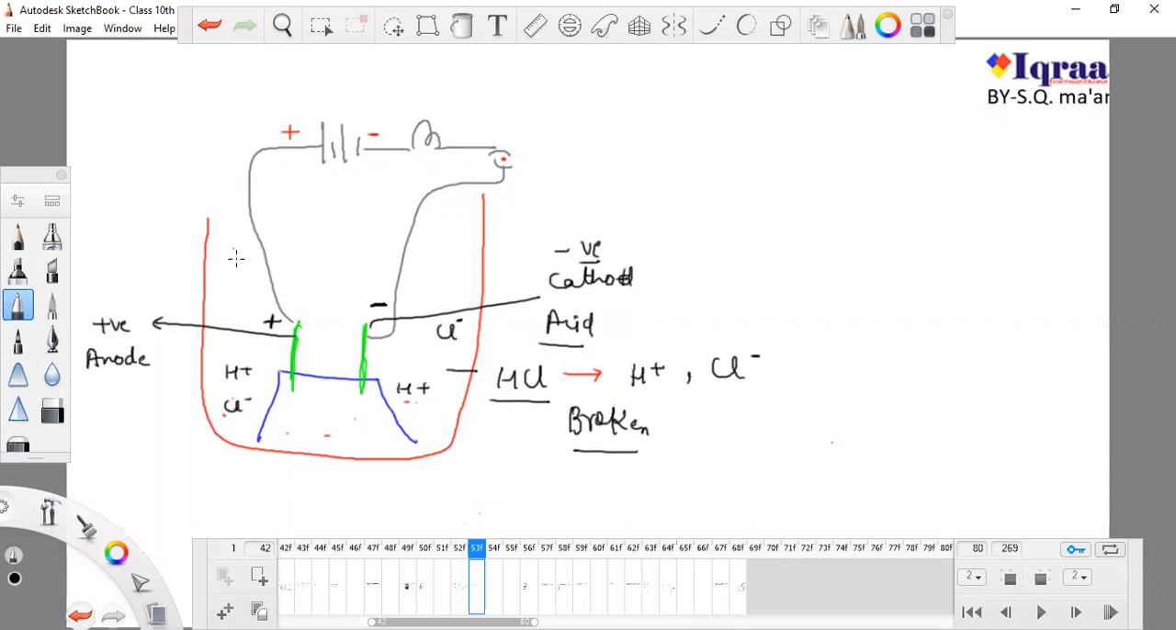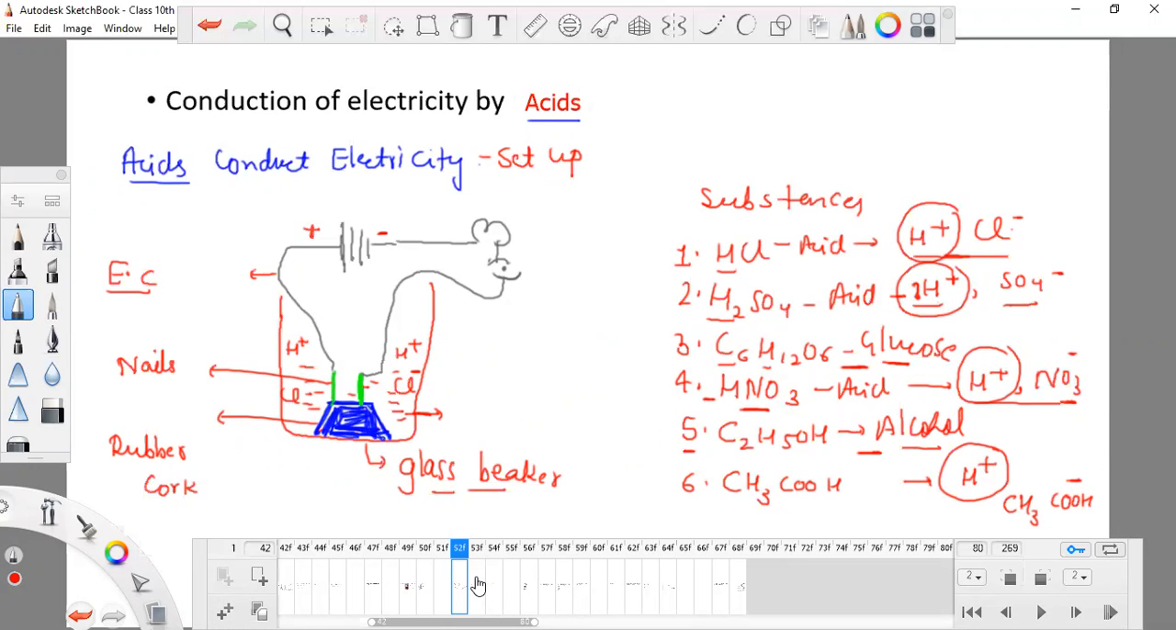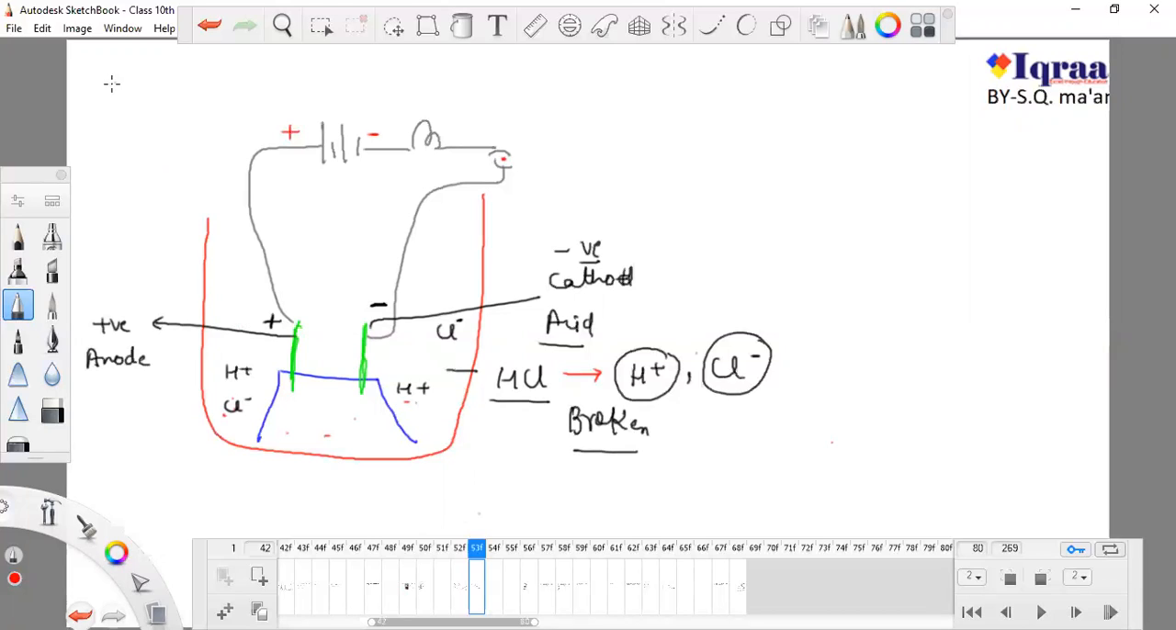Now inside, as soon as we conduct electricity, this HCl molecule or any acid molecule will break down into its corresponding ions. If we take H2SO4, it will break down into H+ and SO4, and if we take HNO3, it will break down into H+ and NO3. Or we can use another acid, CH3COOH, that is acetic acid. It will also release its H+ ion, and another part will remain. Remember, the H+ ion is always positive, don't forget, and the other part will be negative.